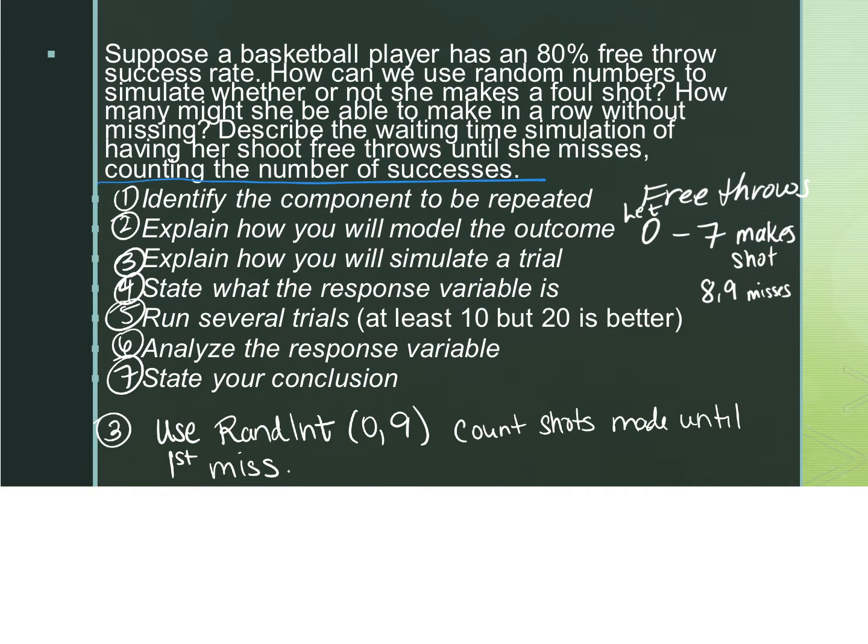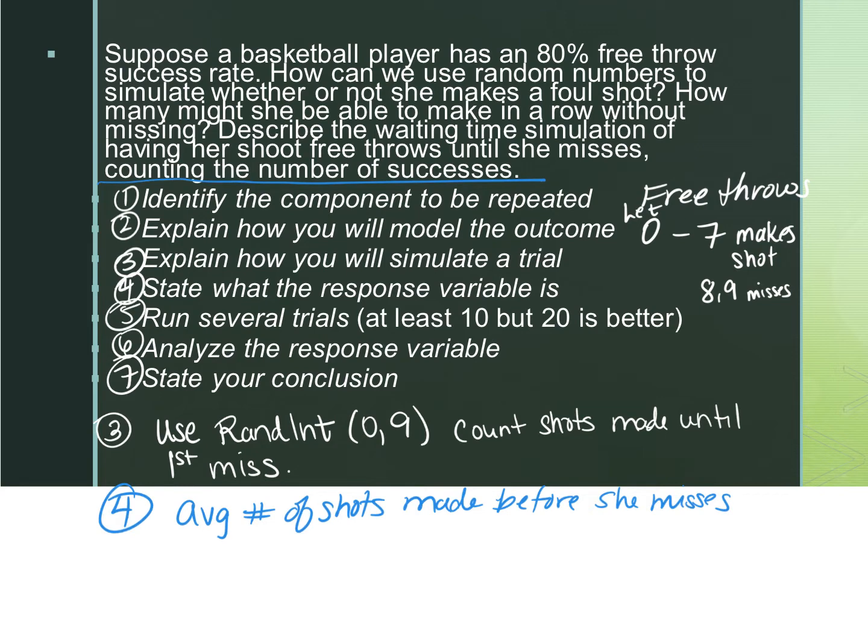Now, if we were doing a random digit table, we would say use a random digit table 1 digit at a time, counting the shots made until the first miss. That's the end of a trial, the first miss. 4, state the response variable. So the number of successes, so we're going to look at the average number of shots made before she misses.